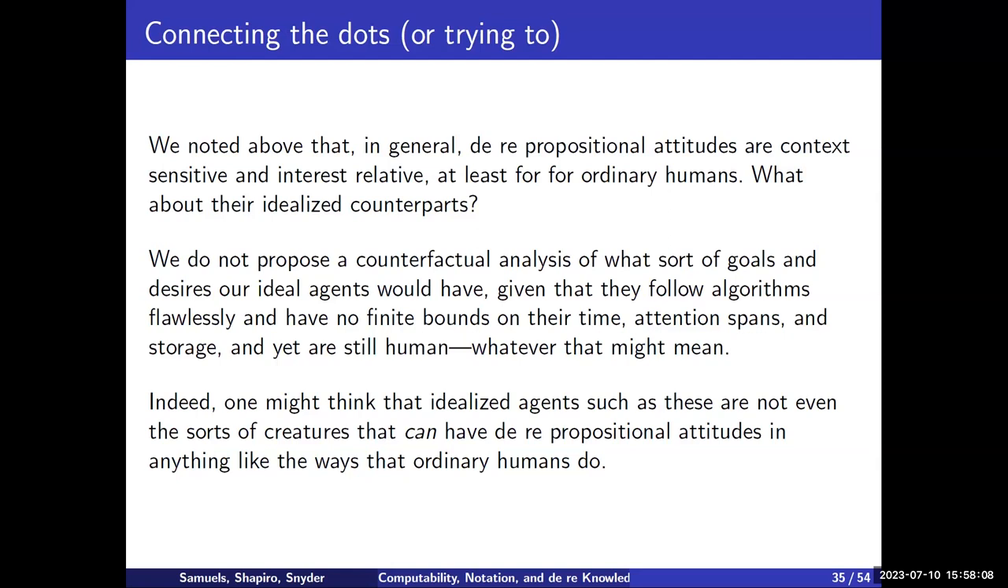We noted above that in general, de re propositional attitudes are context sensitive and interest relative, at least for ordinary humans. What about their idealized counterparts? Now, presumably, I've taken one of the lessons from Kripke's Kripkenstein book. We do not propose a counterfactual analysis of what sort of goals and desires our ideal agents would have, given that they follow algorithms flawlessly and blah, blah, blah, right? Again, whatever that might mean. Instead, one might think of idealizations such as these as not even the sorts of creatures that can have de re propositional attitudes in anything like the ways that ordinary humans do. A referee for a previous version of this suggested that. Right? But anyway, we don't need to decide it. It's not the right place to look, right?